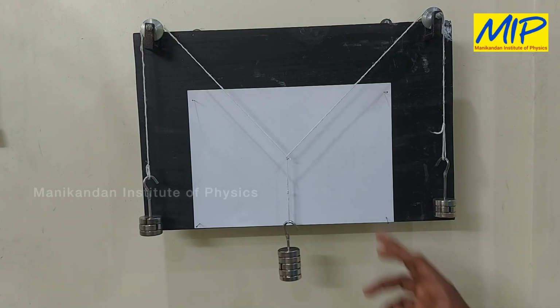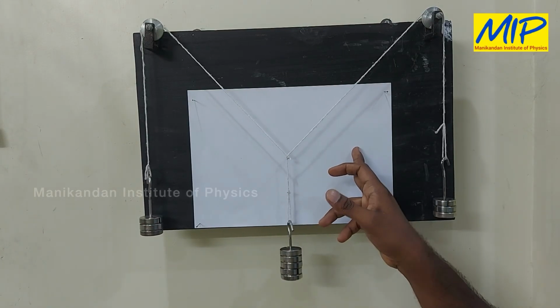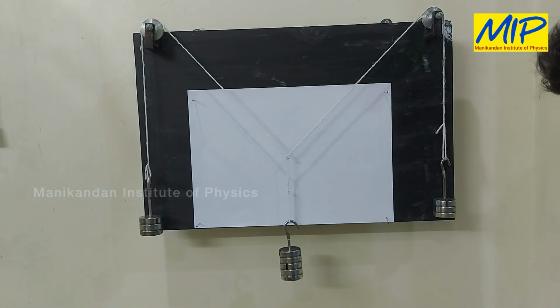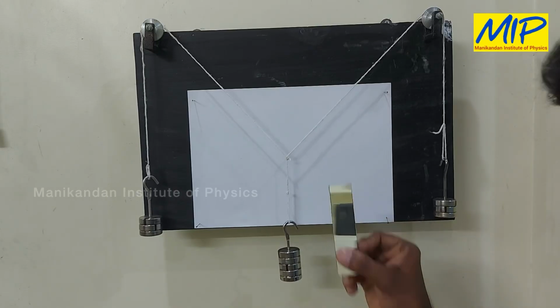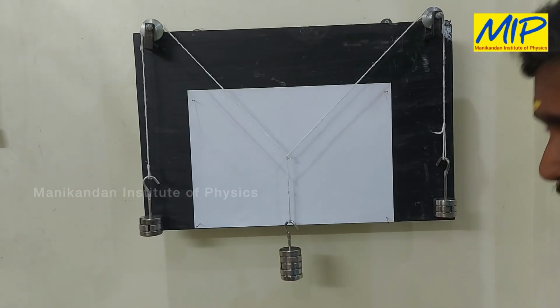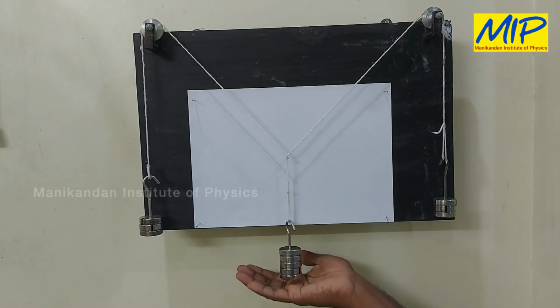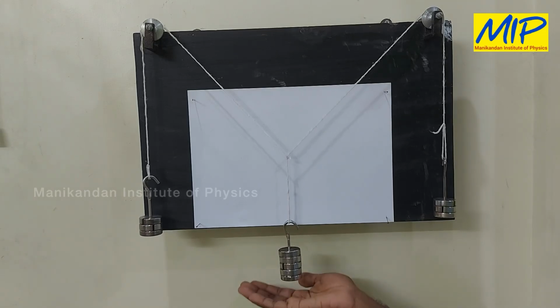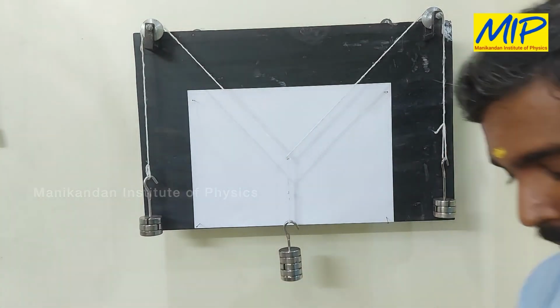So I need an A4 sheet, pins to fix it here, a glass strip, and a compass to find the unknown weight of the given body. First I will explain what is meant by parallelogram of vectors, and then I will explain how to determine the weight of the unknown body.